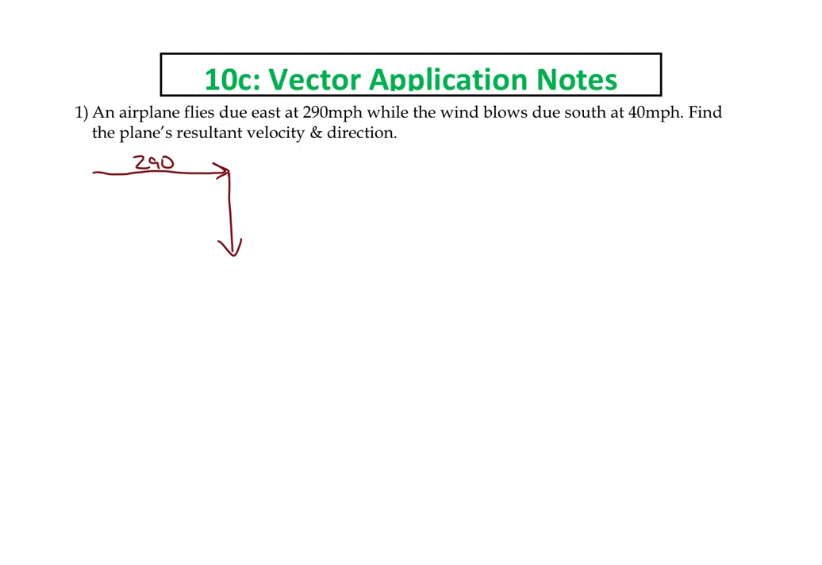Find the plane's resultant. So what we've got, and this is 40. What we think about is the degree measure, and this would be at 0 degrees, and this right here would be at 270 degrees. So we have our information. We're going to make F the flight vector, and we are going to make W the wind vector.